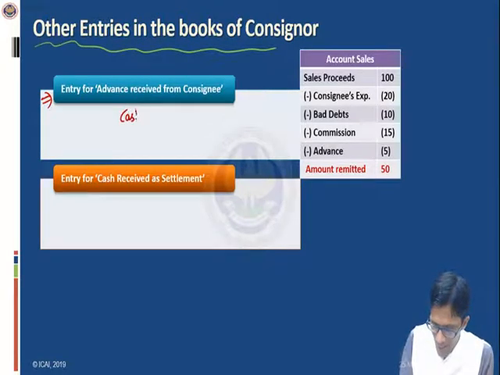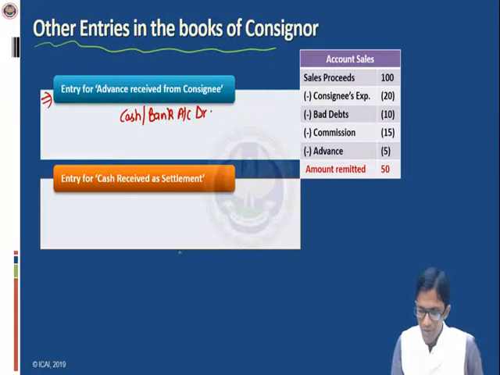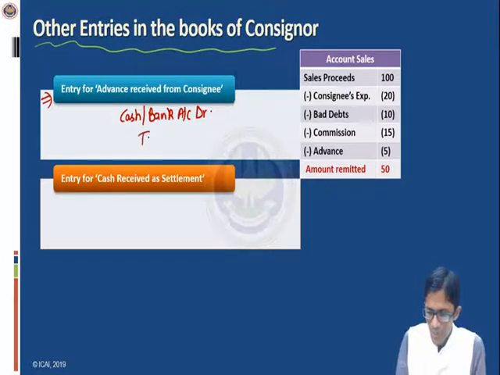For that, what entry will be passed by the consignor? He has received cash or bank. That's why cash or bank account will be debited. And what will be credited? Can you tell me what will be credited? Consignee's account will be credited.